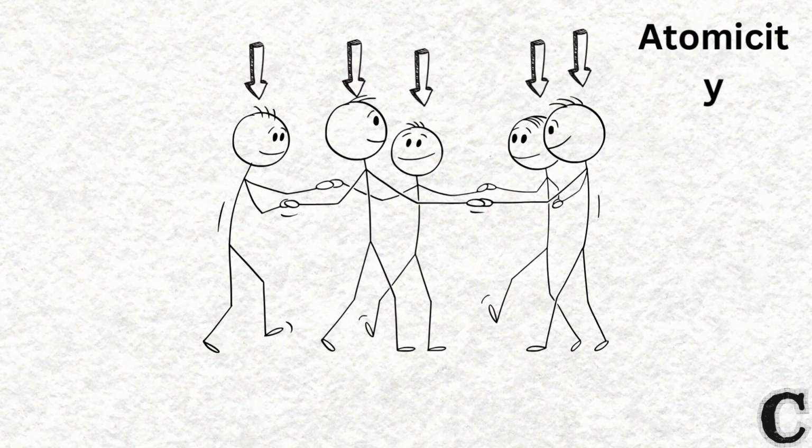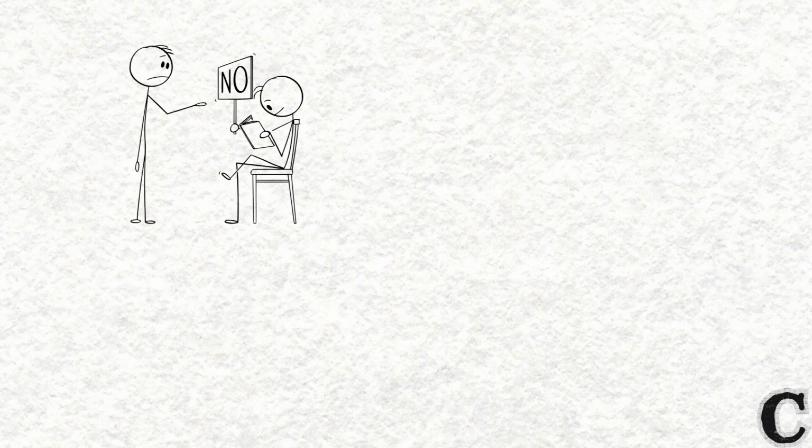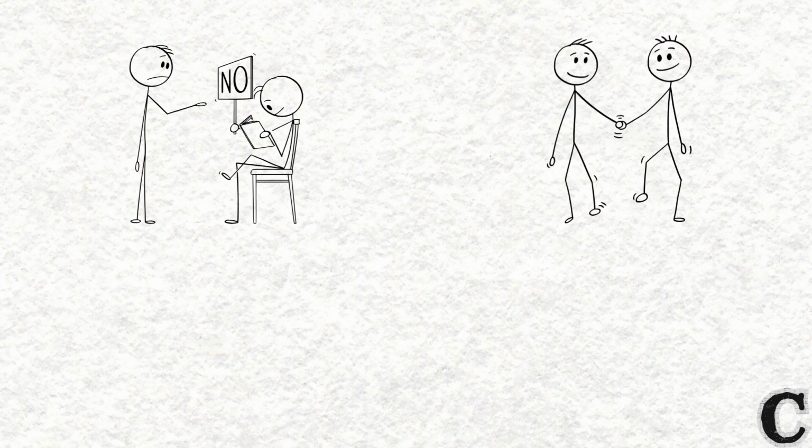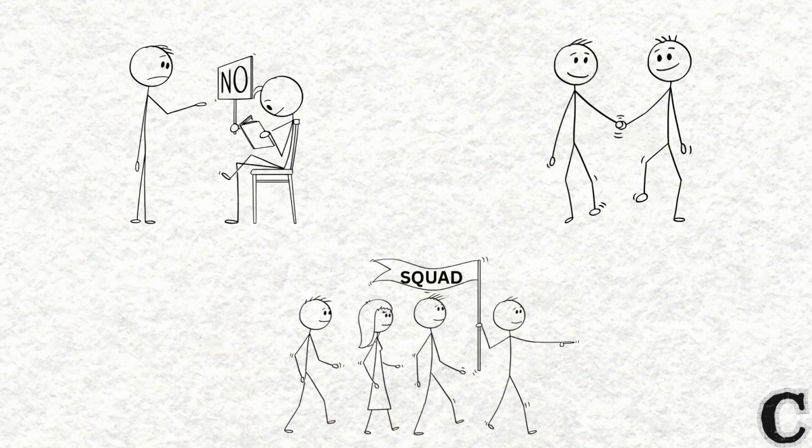Some kids walk alone, helium is a lone wolf. Some always pair up. Hydrogen and oxygen love the buddy system. Some move in big squads. Sulfur hangs out in an 8-member gang.